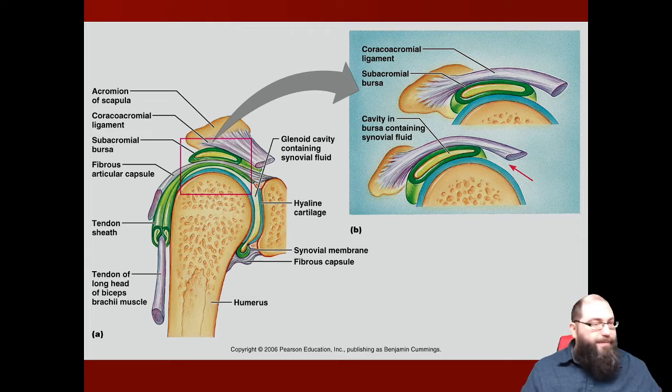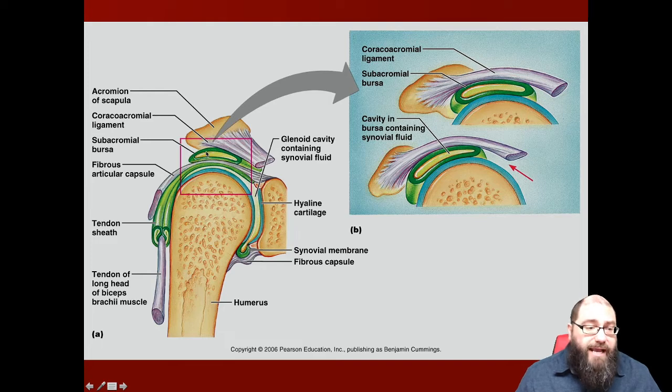So here you go. Here's some pictures right here. You've got a subacromial bursa, a bursa that lies underneath the acromion of the scapula, but superior to the head of the humerus, causing a fluid-filled sac between these two bones so they don't rub against each other.